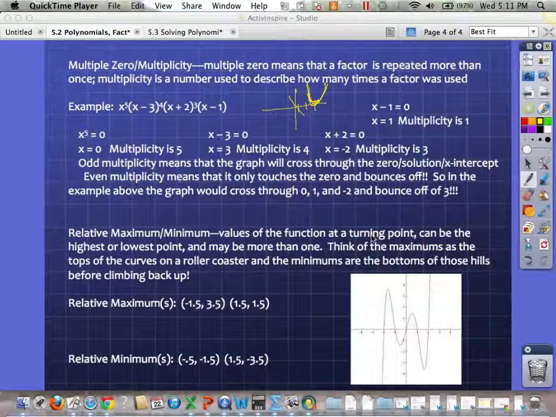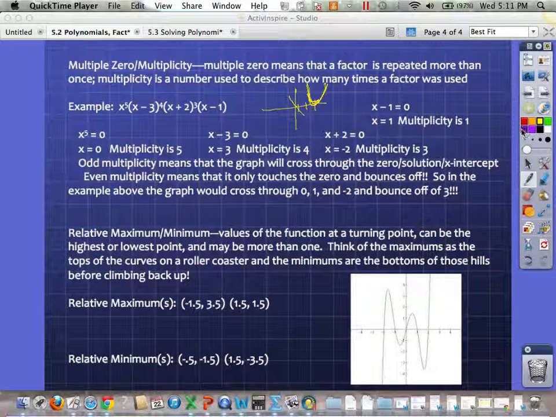Think of the maximums as the top of the curves on a roller coaster. You're at the highest points of that roller coaster, okay? And then the minimums are the bottoms of those hills as you go all the way down right before you go back up to another hill. So the maximums are on the top of the hill, the minimums are on the bottom in the valley. All right, in this particular graph, this one right here, we have a maximum right here.